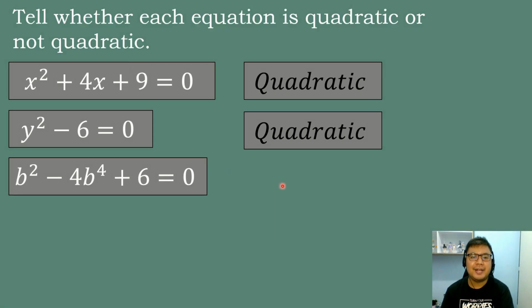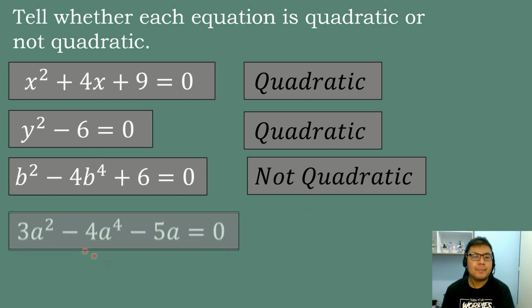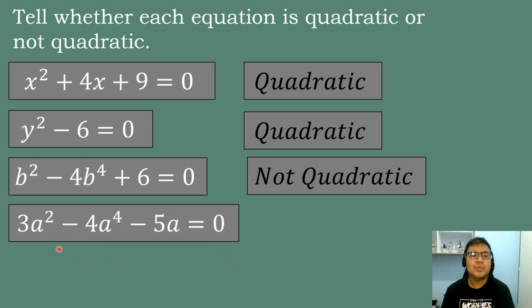Alright, very good. The correct answer is not quadratic because the leading term of the polynomial is negative 4b to the fourth power. Therefore, its exponent is not equal to 2. Its exponent is equal to 4. Therefore, it is not a quadratic equation. Next one, we have 3a squared minus 4a to the fourth power minus 5a is equal to 0. Is it a quadratic equation or not?